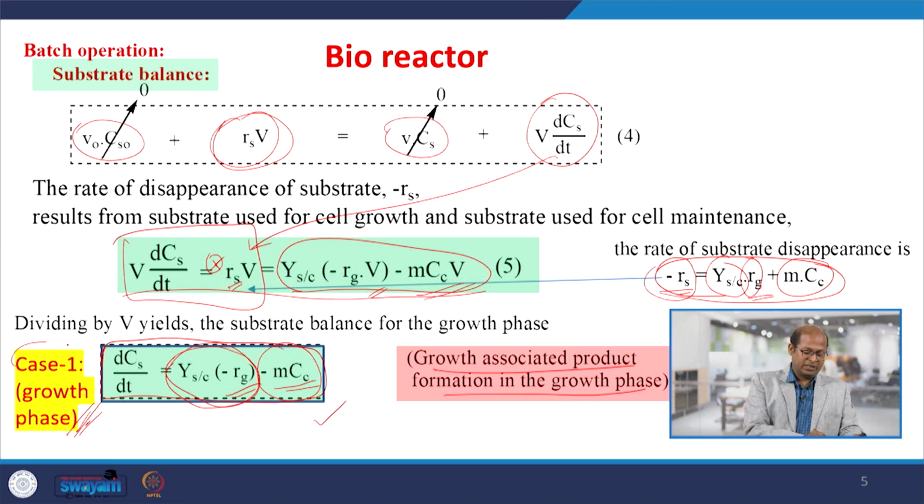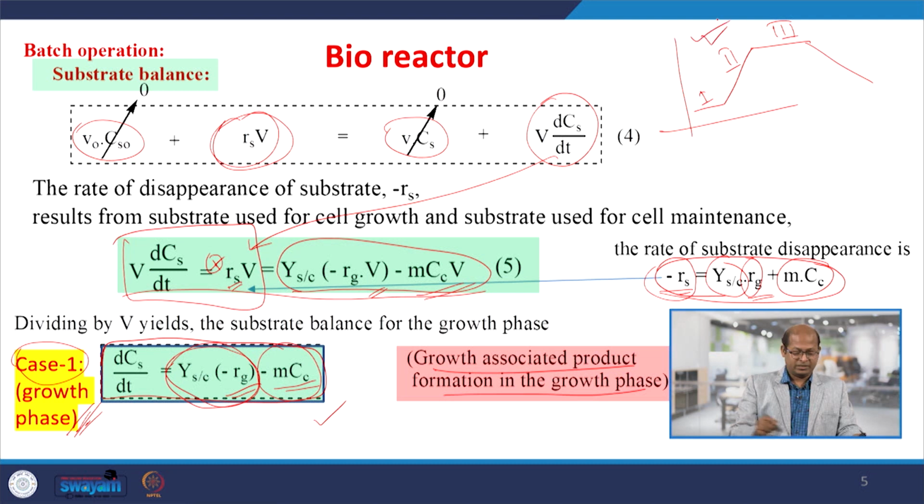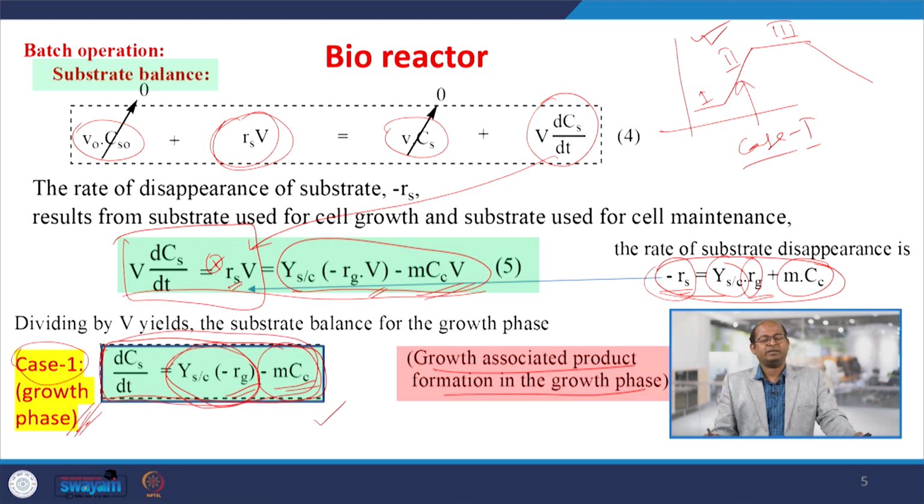are doing. Case 1, that is the growth phase, we have discussed this phase, phase 2. So, here's case 1, that is the growth phase. For the growth phase, substrate concentration we can write dCs by dt equals YSC minus Rg minus MCC. So, these equations we have to use for this.